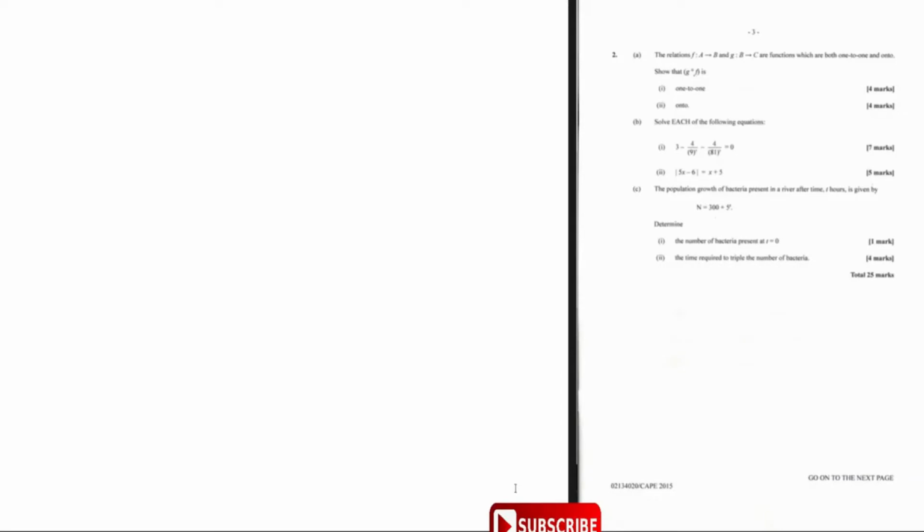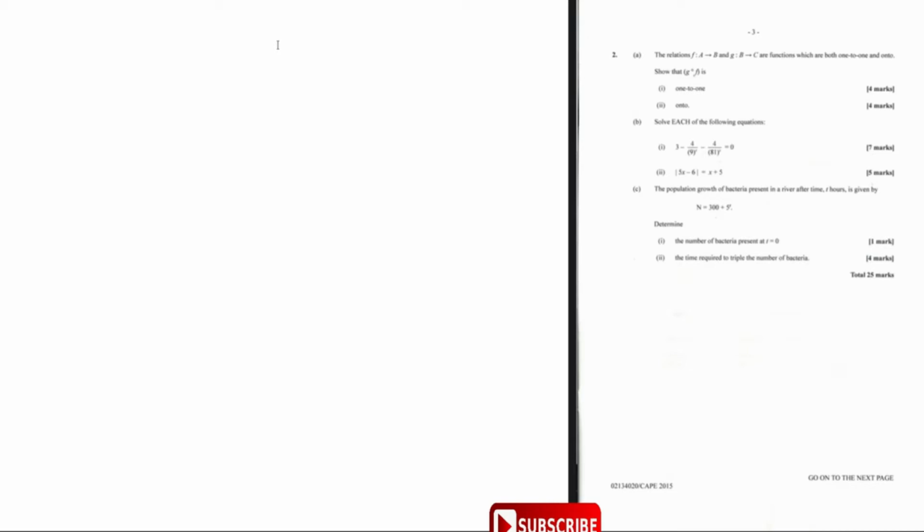G is being mapped from set B to set C. They are functions which are both one-to-one and onto. Show that G of F is one-to-one and onto. So there are two ways we can really do this proof. All right, so let's write down what they say.